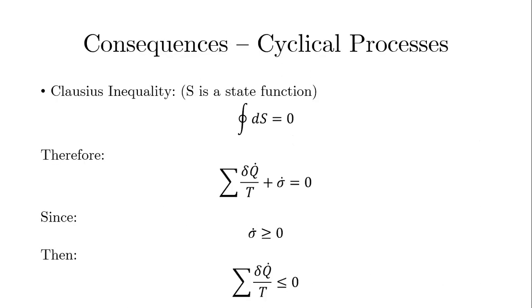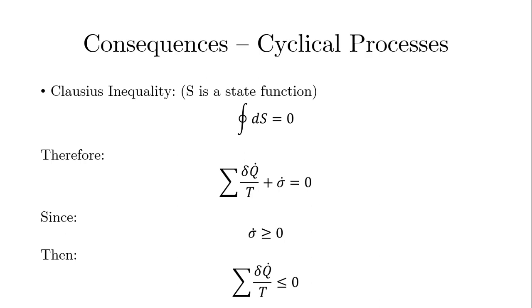The other thing to talk about is cyclical processes, and this is known as the Clausius inequality. For a cyclical process, because S is a state function, if I start at a point and end at the same point, ds has to be 0. So the cyclical integral of ds would be 0 for a process. And that would mean that the second law would not have the ds dt term on the right, and it would just be equal to 0 for a cycle.